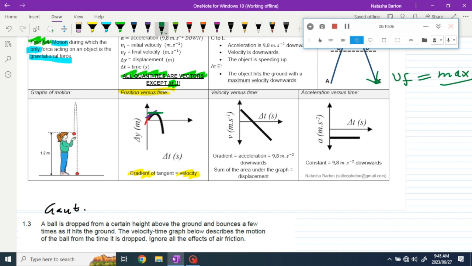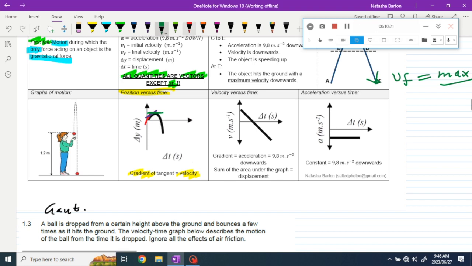Less steep. See, it starts off very steep. The red one is steep. If you have to climb up that, it would be difficult. And then it becomes less steep, less steep, less steep, until it becomes zero. This gradient tells us what is happening with the velocity.